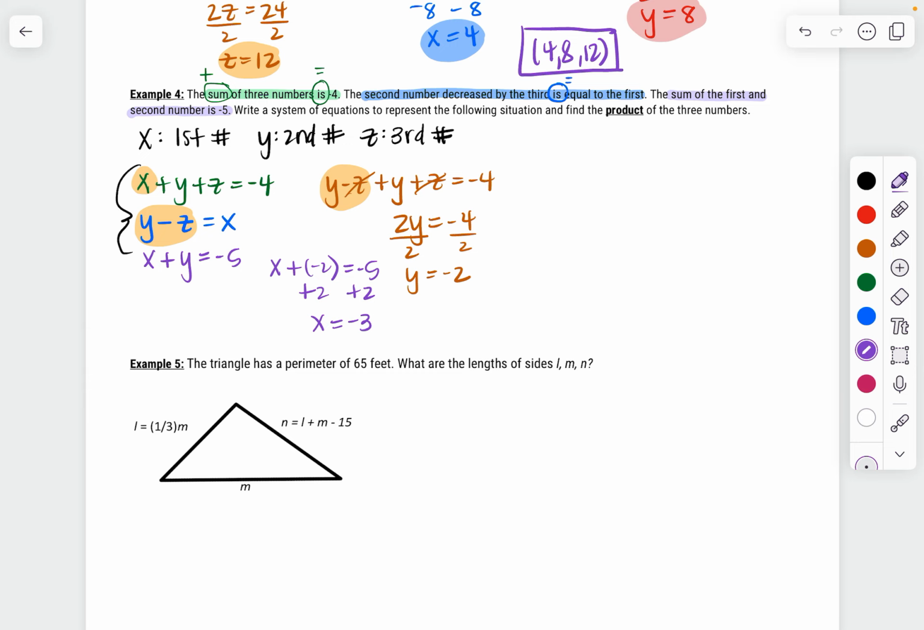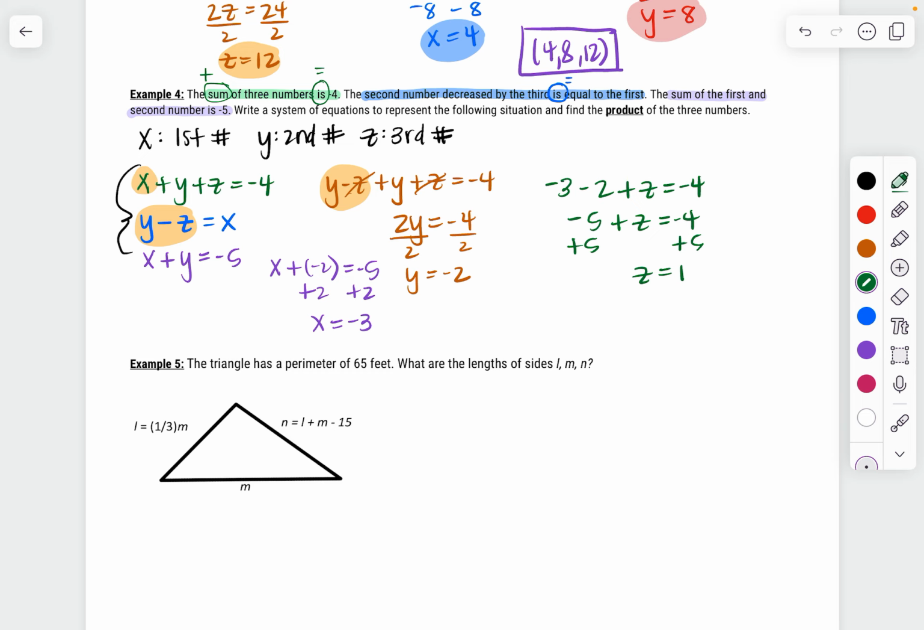Now I can take those two numbers and plug them in anywhere in order to find my z. I'm just going to go ahead and plug them into the first equation. And I'm going to have -3, because that's what x is, plus -2, that's what y is, plus z is equal to -4. So I have -5 plus z is equal to -4. I'm going to add 5, z should be equal to +1.